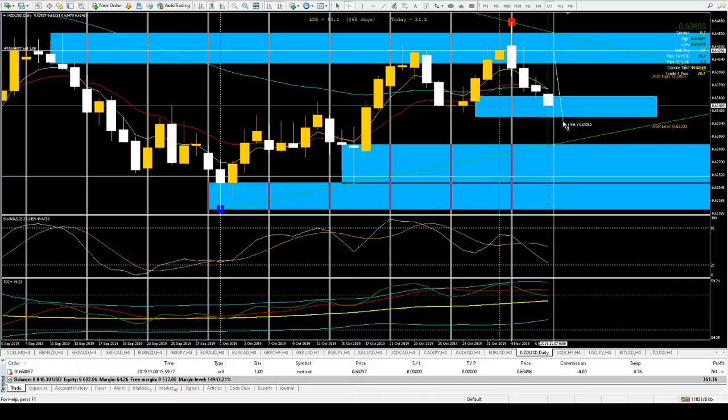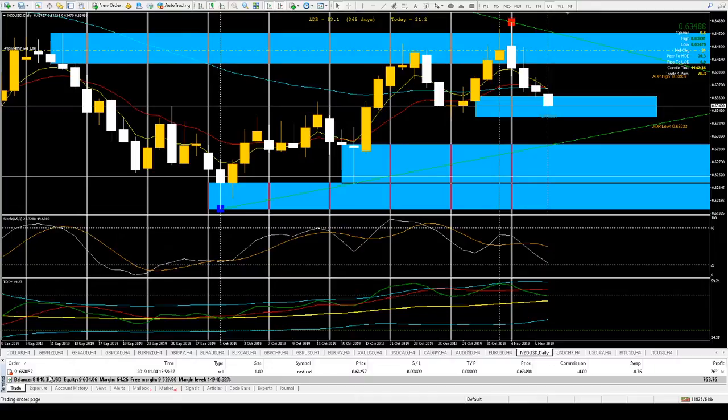Yeah, so our 100 pips is roughly at 0.63255. So we need it to go through this zone in order for us to reach our target. All right, and so our account is at a little over 88 right now.